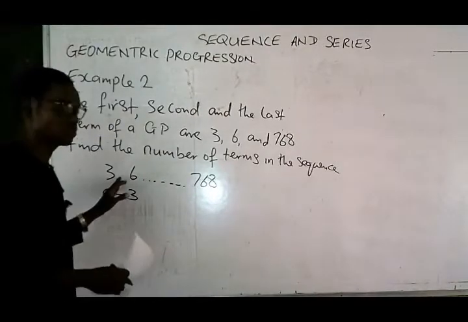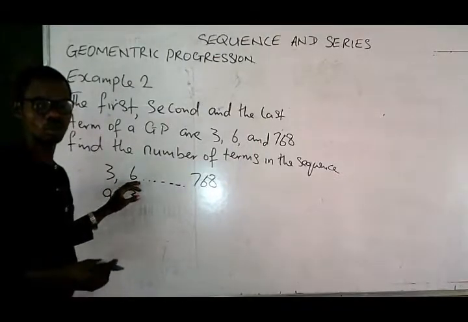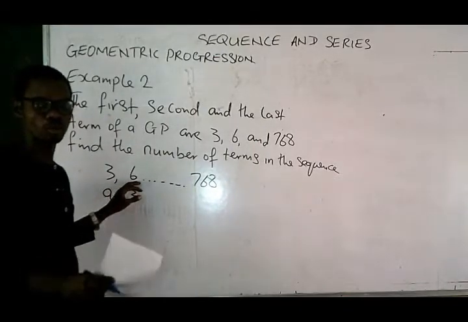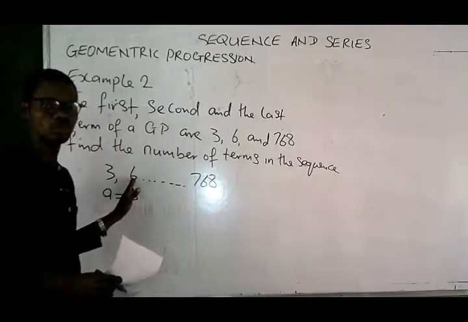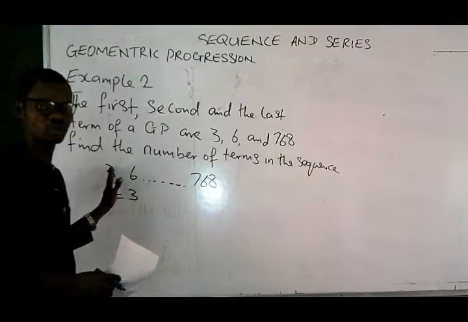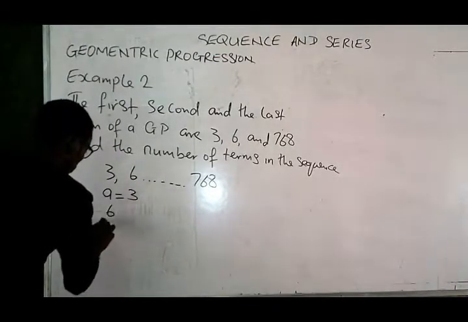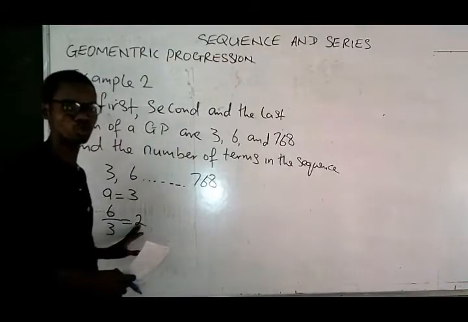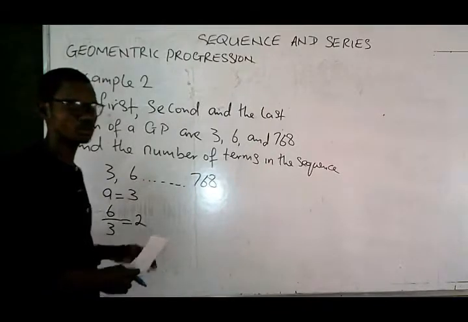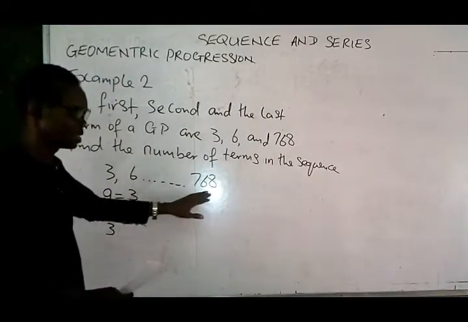If we know the first term and the second term, it means that we can determine the common ratio. To get the common ratio, you simply take the second term and divide it by the previous number, which is the first term. 6 divided by 3 is equal to 2. So the common ratio is 2.